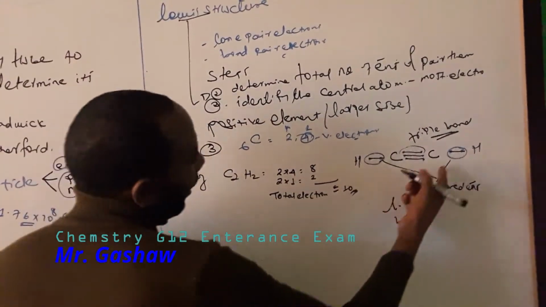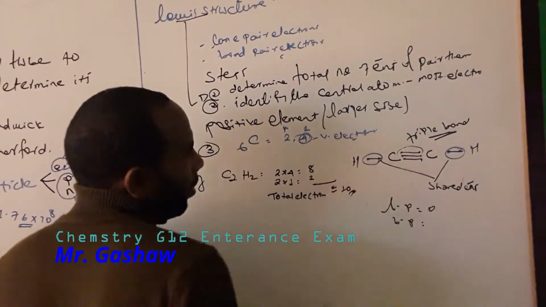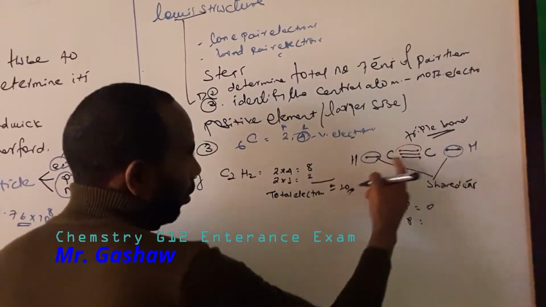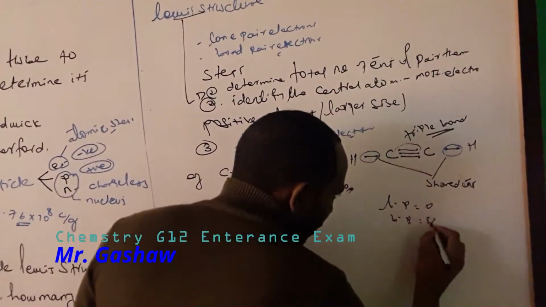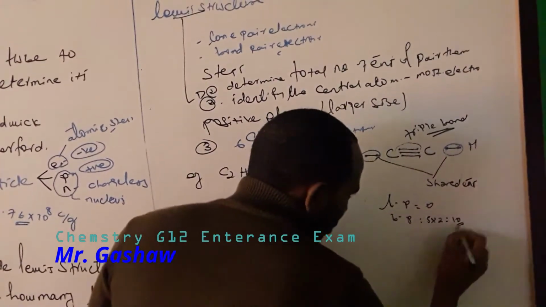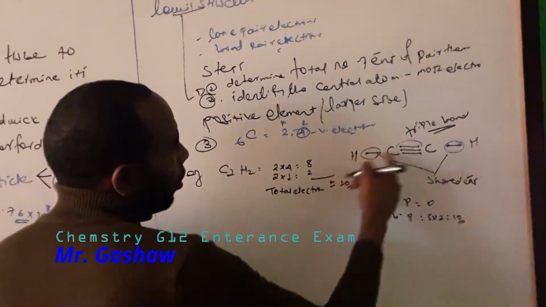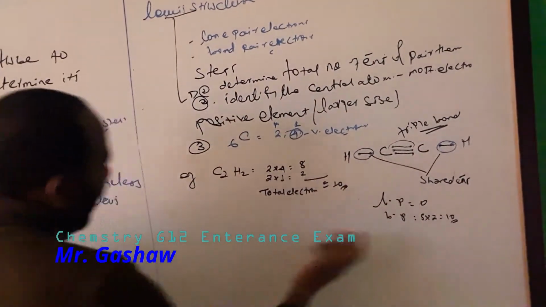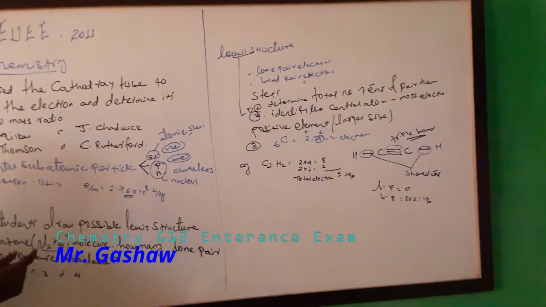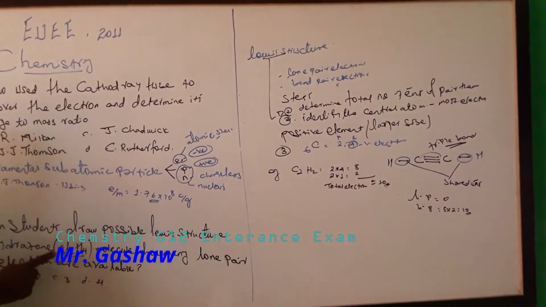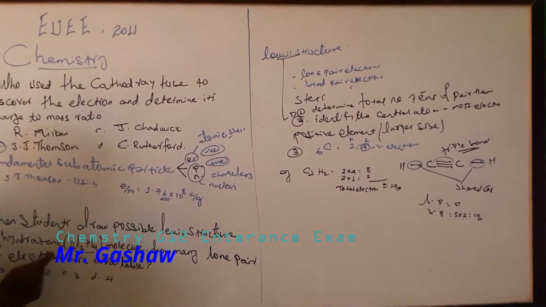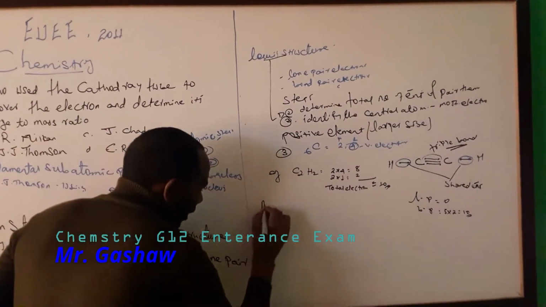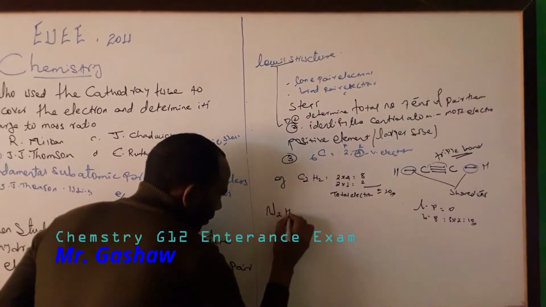But for the bonded or shared electrons, you should count the number of bonds found in the given molecule. 1, 2, 3, 4, 5. So 5 times 2, which equals 10 electrons, because one bond contains what? 2 electrons. So based on this, we can determine the number of lone pair electrons and bond pair electrons for this atom. To determine this, here it is hydrogen.